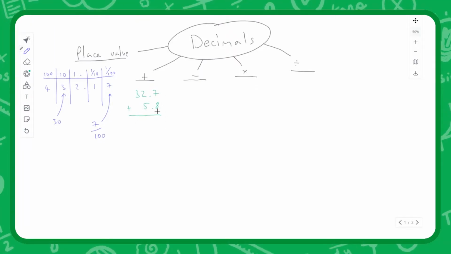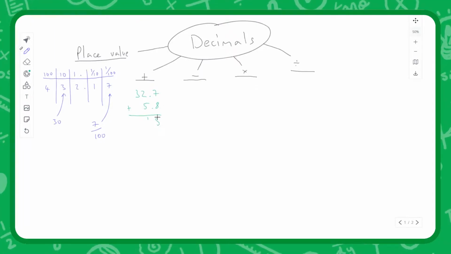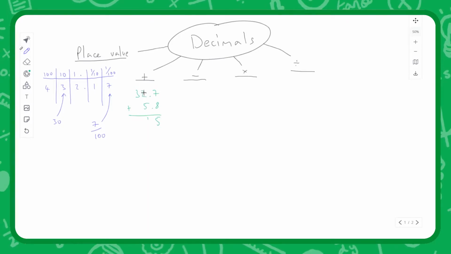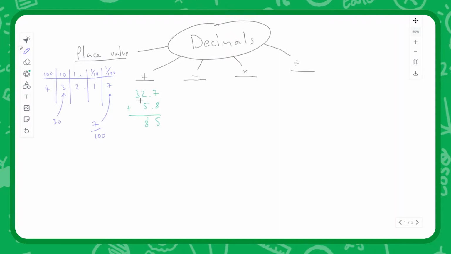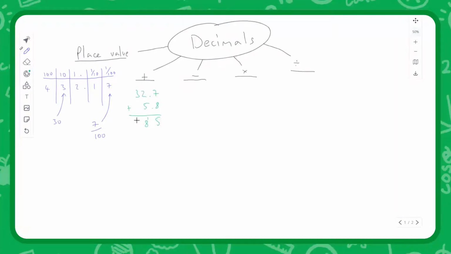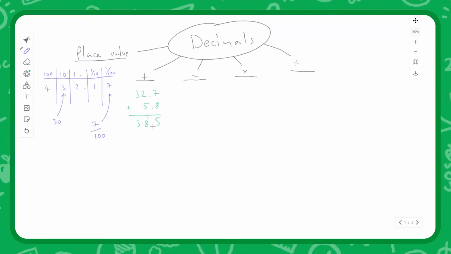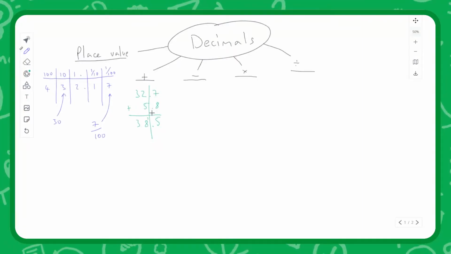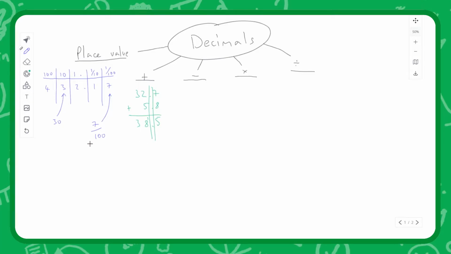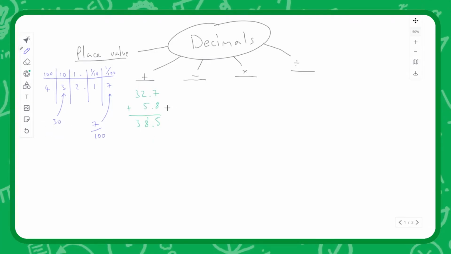together, right? So 7 plus 8 gives me 15. I carry the 1 from the 15. I then do 5 plus 2, I get 7, plus the 1, I get 8. And then I do 3 plus nothing, and I get 3. And so that's how we can add together decimals. We just need to remember to keep our decimal point in that same column. We don't want to move our decimal point around at all.